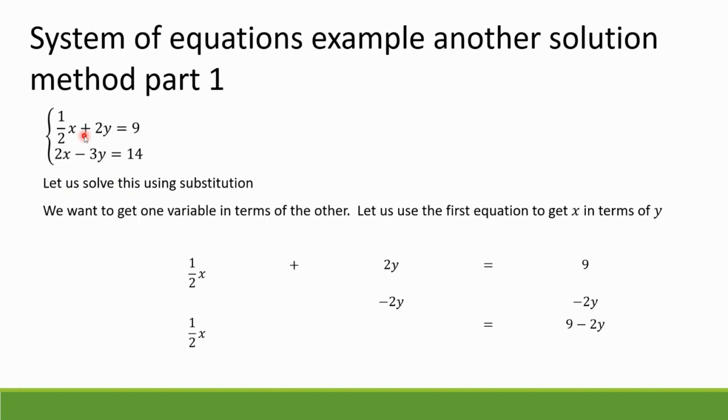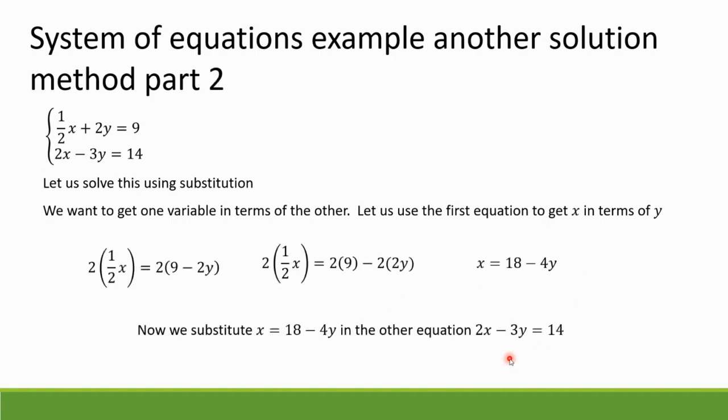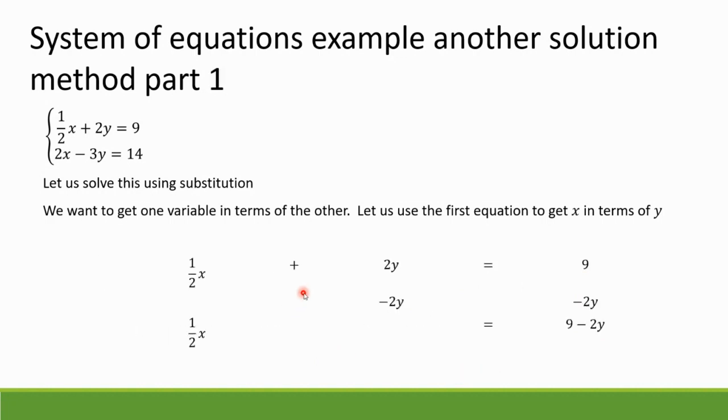Okay, so what I did was from the first equation, we can eliminate that fraction as well. I can get x in terms of y. So I get the 2y on the other side by subtracting. We have 9 minus 2y. So we have 1 over 2 times x equals 9 minus 2y. Okay, so wait, sorry, I went too fast. See what I did? I subtracted 2y from each side. And I get 1 over 2 times x equals 9 minus 2y.